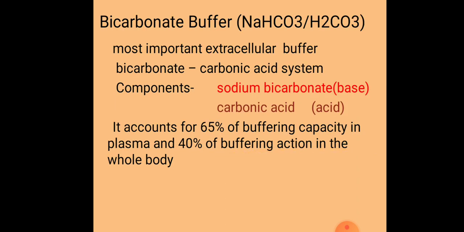First we have the bicarbonate buffer. It is the most important extracellular buffer. Its components are sodium bicarbonate, which constitutes the base, and carbonic acid, which is the acid part. So a buffer is made up of a base and an acid, and the bicarbonate buffer accounts for 65% of buffering capacity in plasma and 40% of buffering action in the whole body.